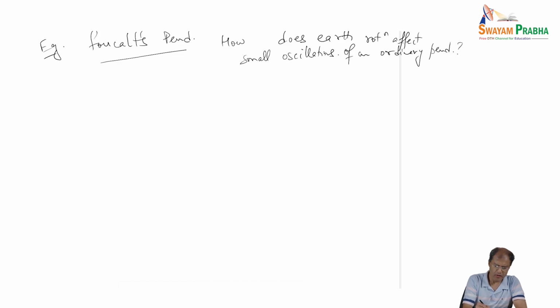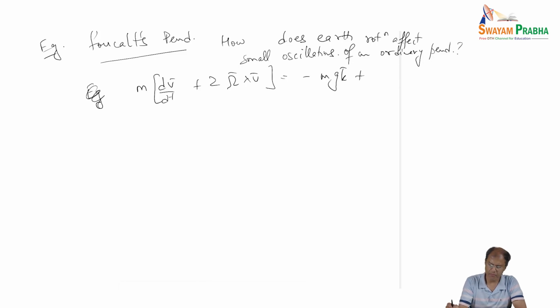So again, let us look at the motion of the pendulum, the equation of motion. We have m dv/dt plus 2 omega cross v, and this is equal to minus mg k plus T. This is the pendulum, and the pendulum has a weight. Let us denote the weight along the k-axis. And there is also the tension in the string, denoted by this vector T.